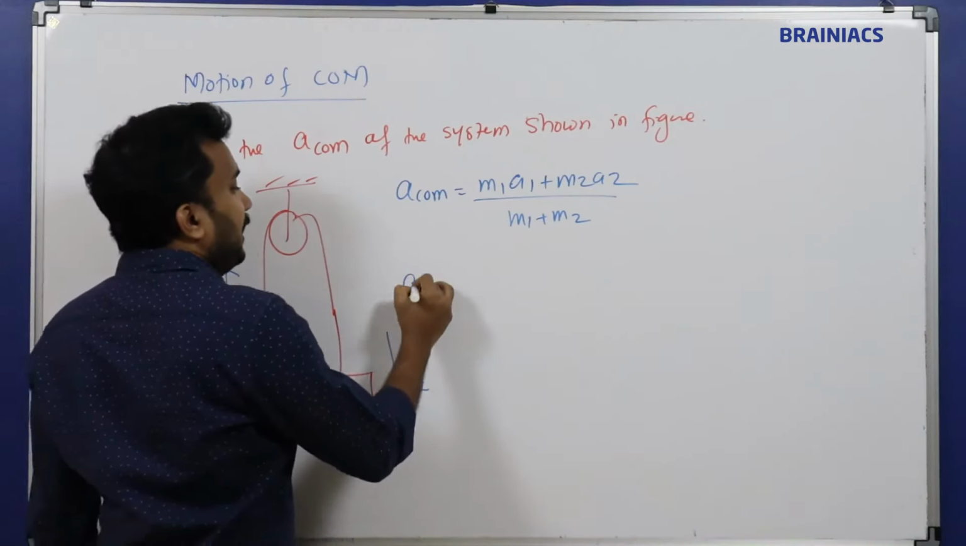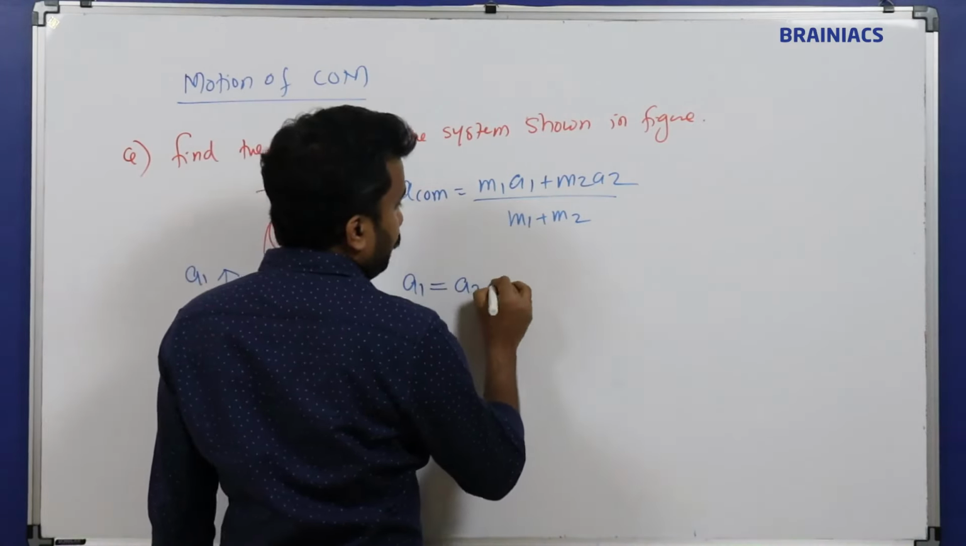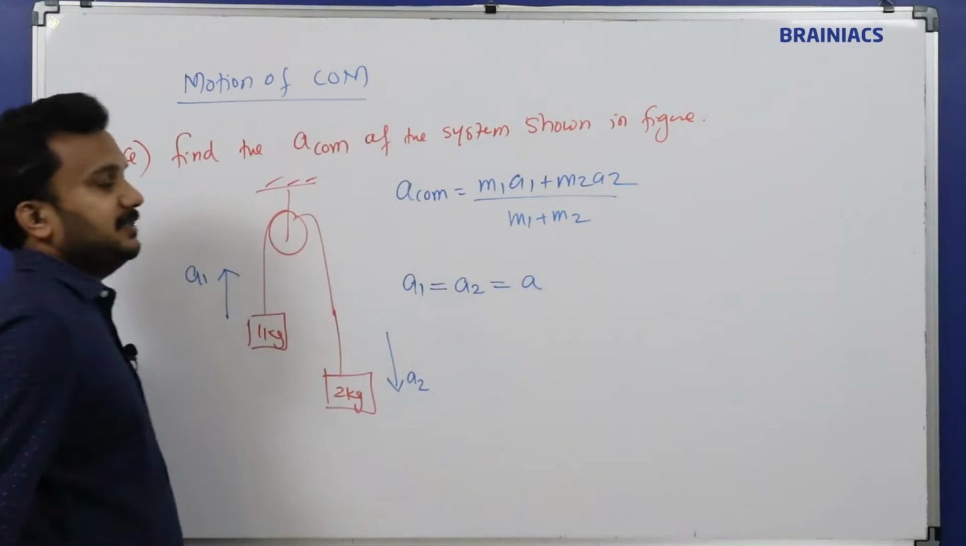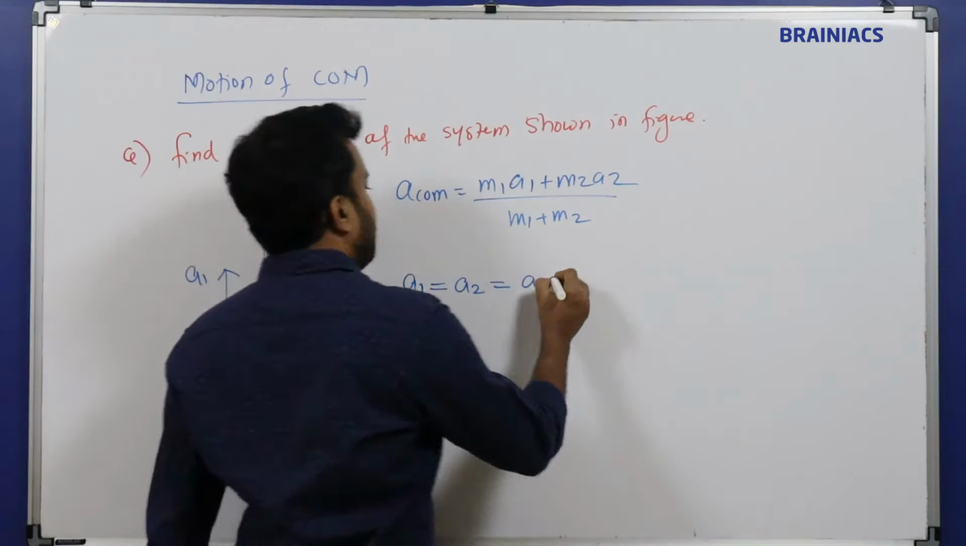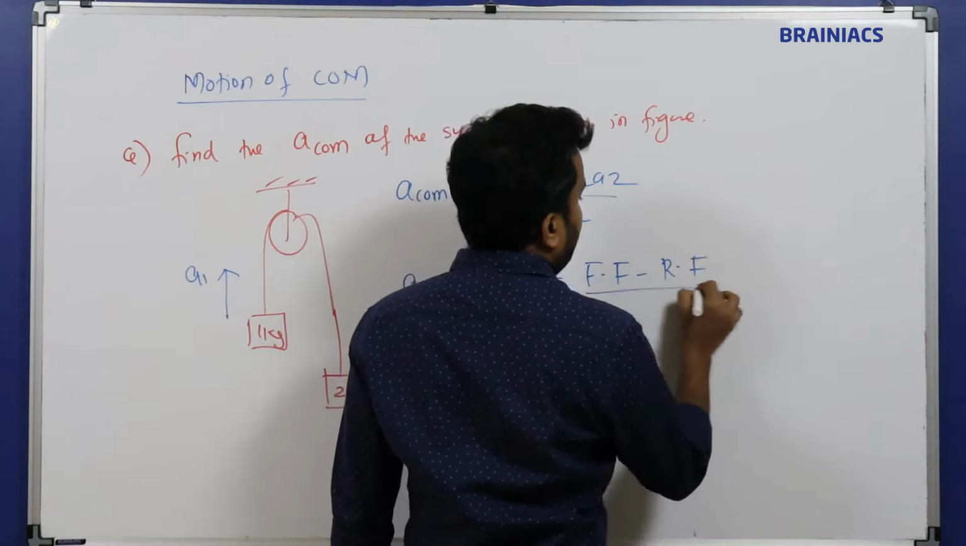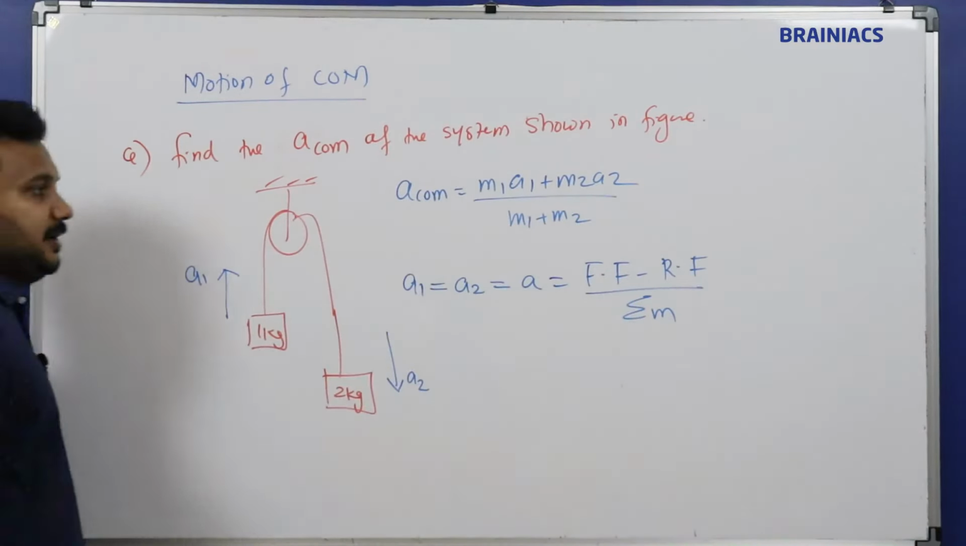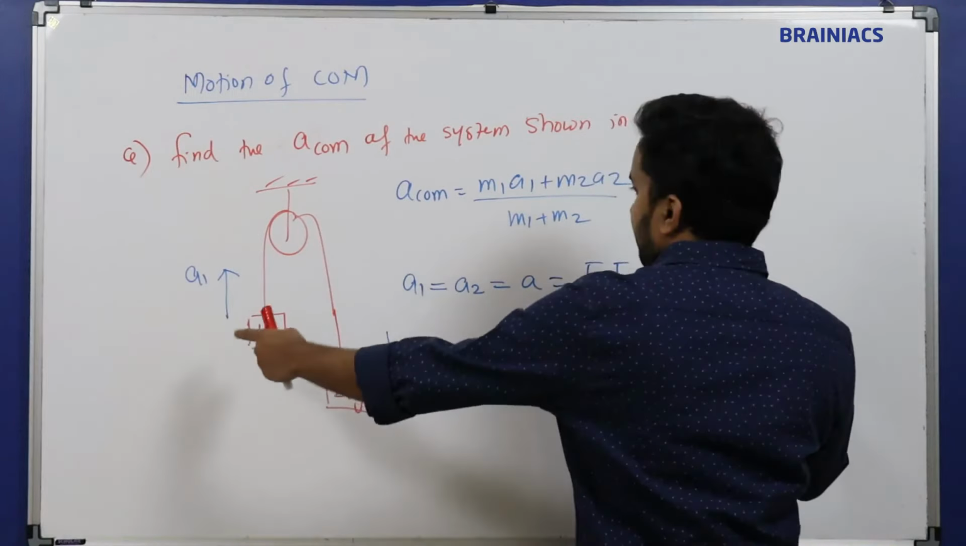So I know A1 is equal to A2 is equal to A. Let me put it as A. A is equal to, what is the shortcut I taught you in that? Forward force minus reverse force divided by sum of the masses. This is what we have learned in laws of motion as a shortcut, right? Exactly the same thing we are applying here.